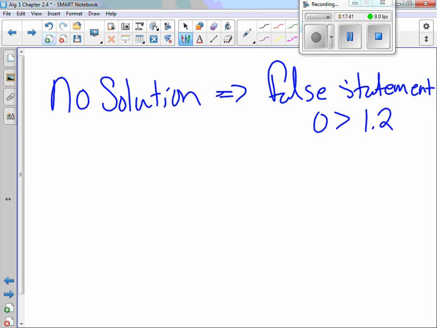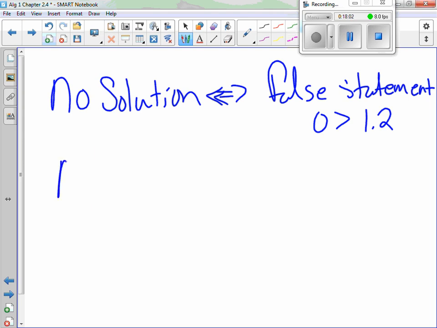And actually, we can draw this equal sign with 2 arrows on either side. You'll cover this in geometry, it's biconditional. It means they imply each other. This implies that. They both are true. Because if it's a false statement, then it's no solution. If we get a no solution in an inequality, it means that we came up with a false statement.